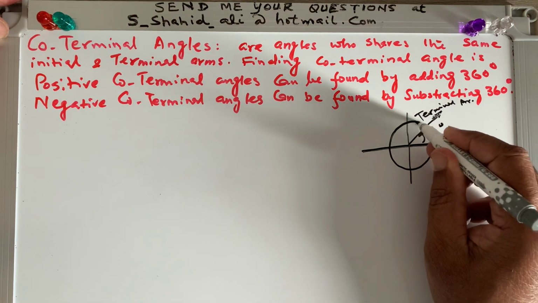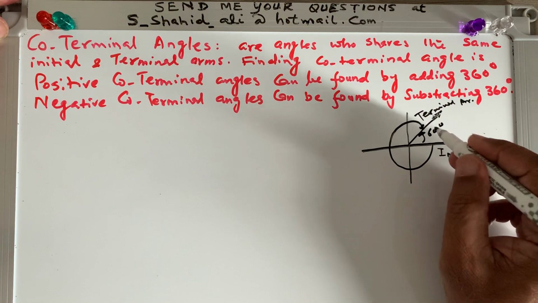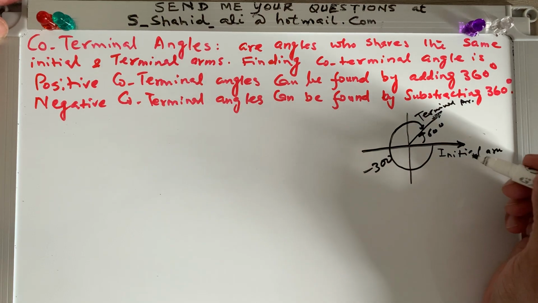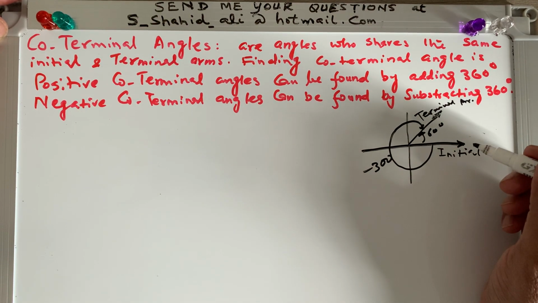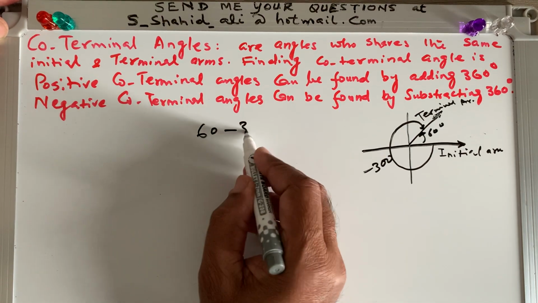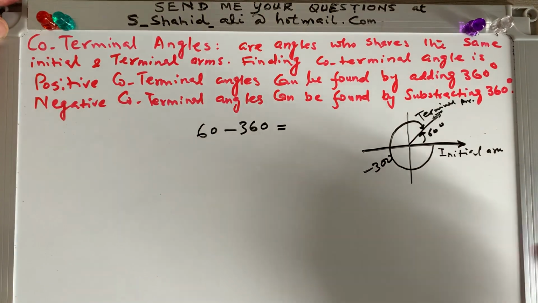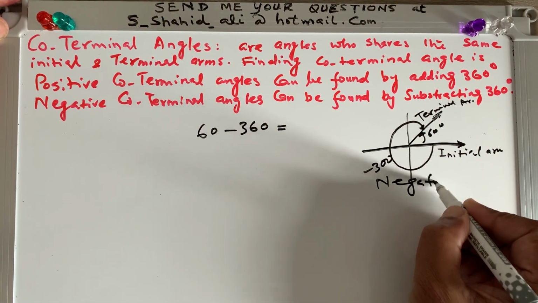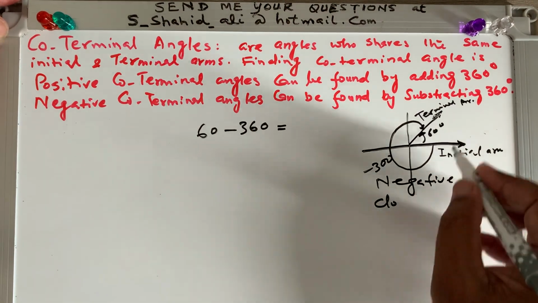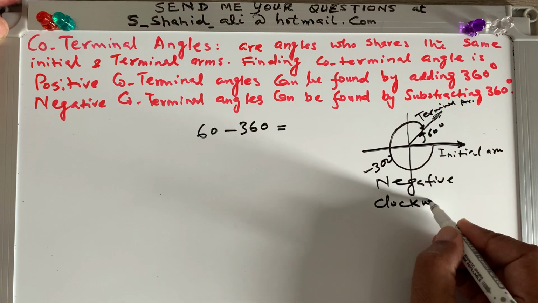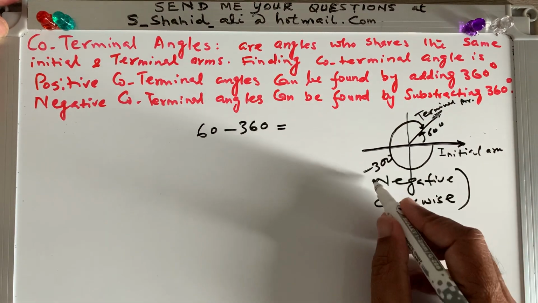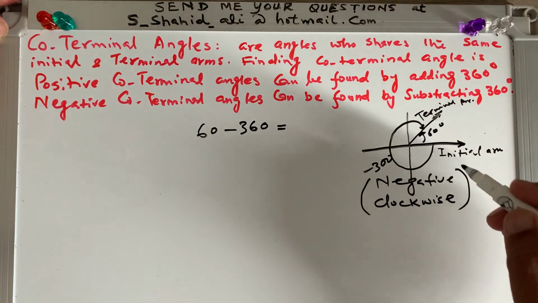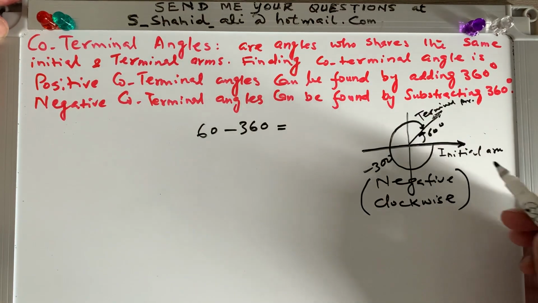So this one will be another coterminal angle, right? And how much is it? This is minus 300. So what we did, 60 minus 360, right? This is negative, subtracting 360. This one is a negative angle. We learned that if we move clockwise, that is a negative angle. Anti-clockwise movement is a positive angle. So for the negative angle, I move clockwise and I measure that angle, minus 300.